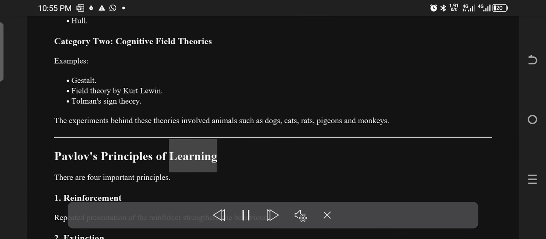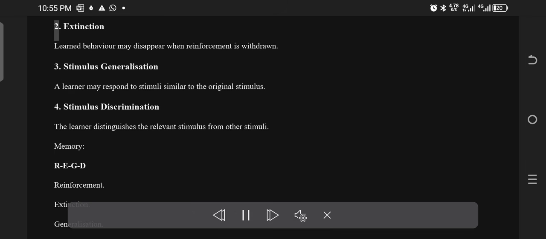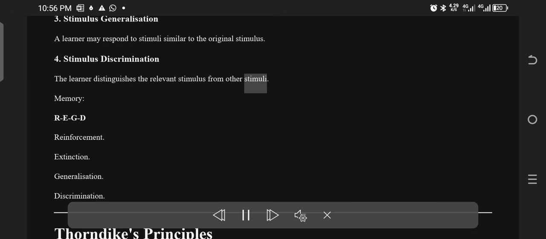Pavlov's principles of learning. There are 4 important principles. 1. Reinforcement. Repeated presentation of the reinforcer strengthens the behavior. 2. Extinction. Learned behavior may disappear when reinforcement is withdrawn. 3. Stimulus generalization. A learner may respond to stimuli similar to the original stimulus. 4. Stimulus discrimination. The learner distinguishes the relevant stimulus from other stimuli.